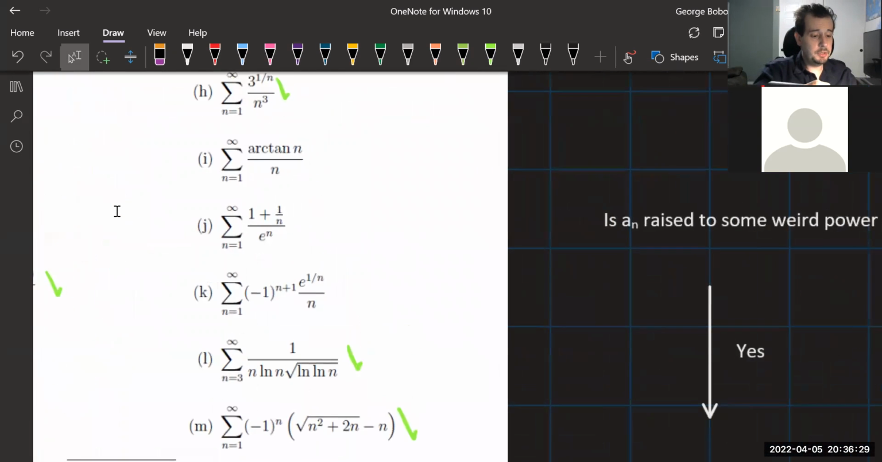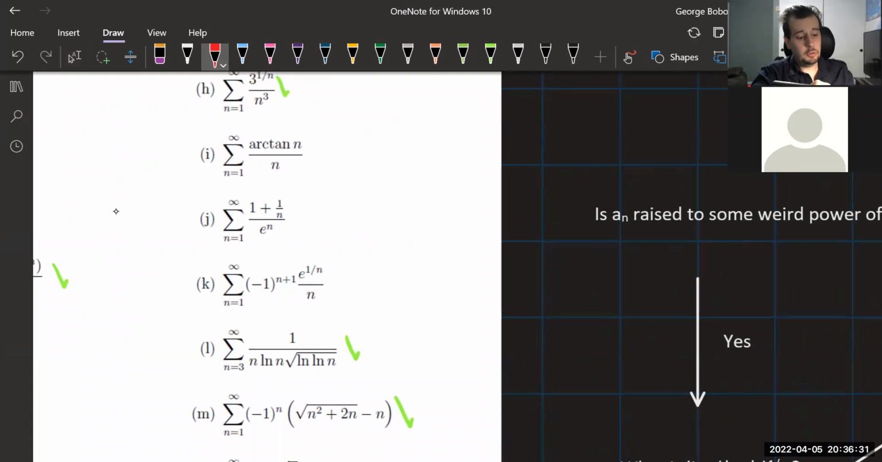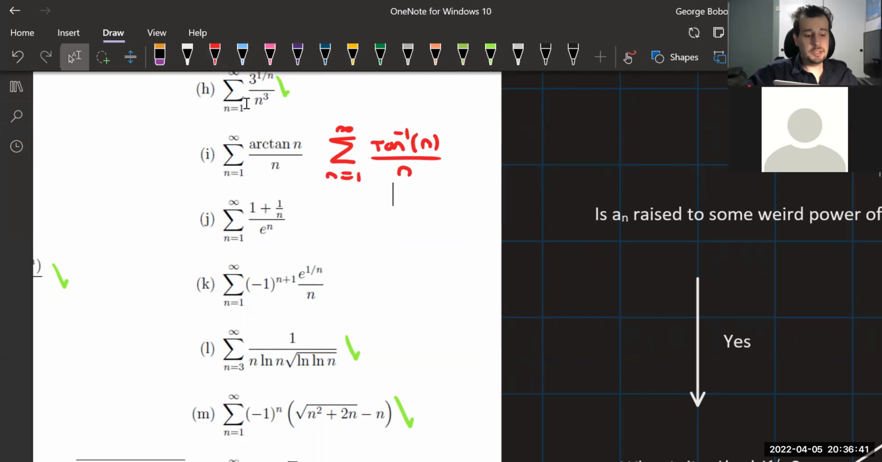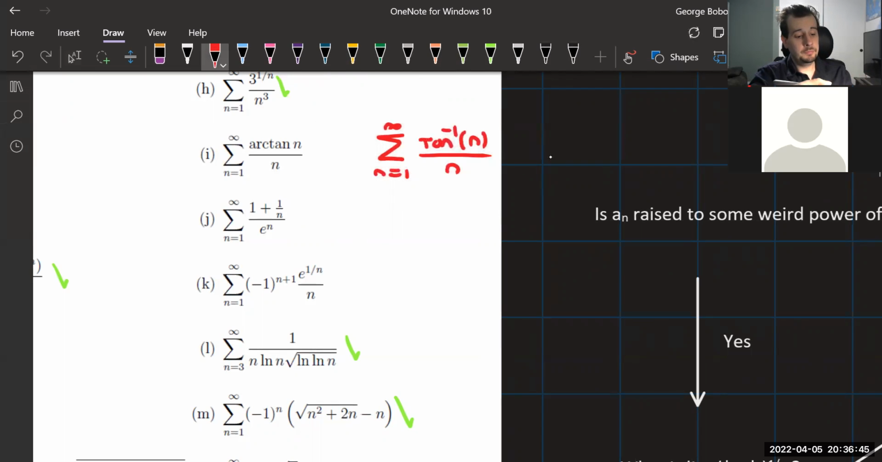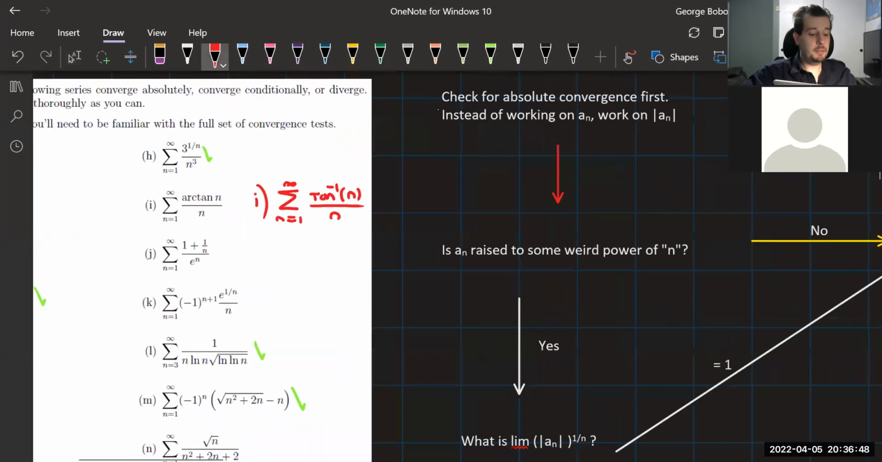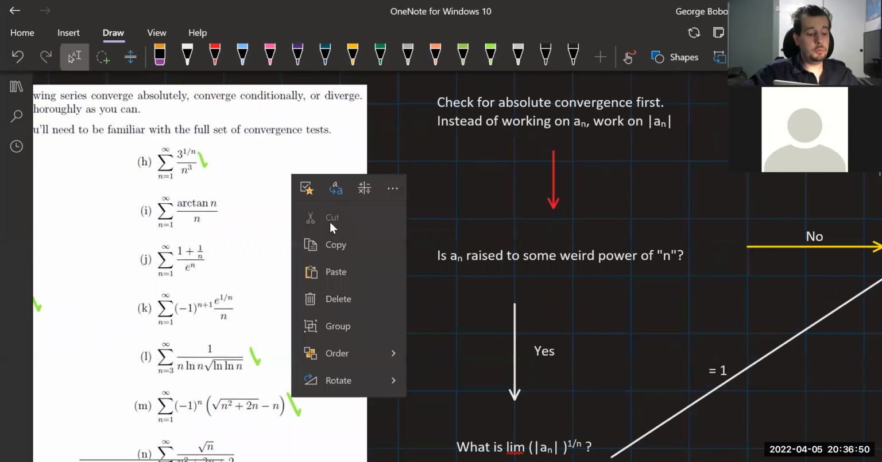Okay, this one looks pretty nasty. I don't like the arctan. Okay, so tan inverse of n over n. I really sense here this is another comparison test. I really do. But how am I going to prove that? Well, we'll see.